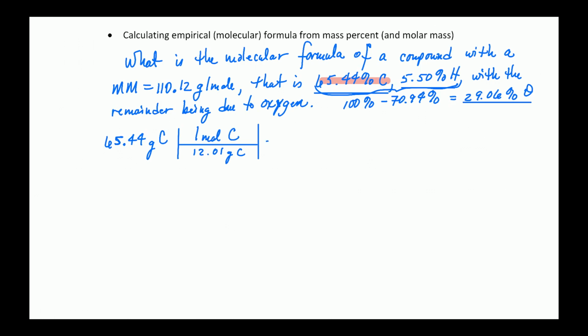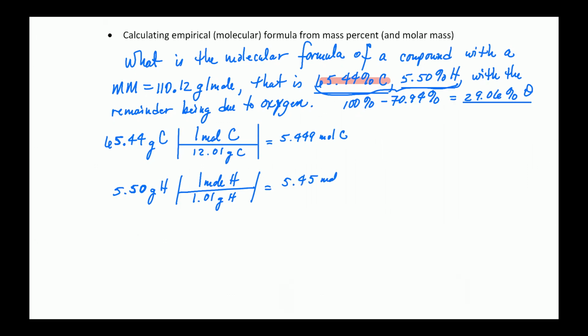We have 65.44. So when we do that math, we're going to find that that's actually equivalent to 5.449. I'm just going to use some extra sig figs for a while. Well, technically I have 4 right now anyway. Moles of carbon. Now keep going. This is where you might want to speed up. For the hydrogen, 5.50 grams at 1.01 grams of hydrogen for every 1 mole of hydrogen. Do that math, you get 5.45 moles hydrogen.